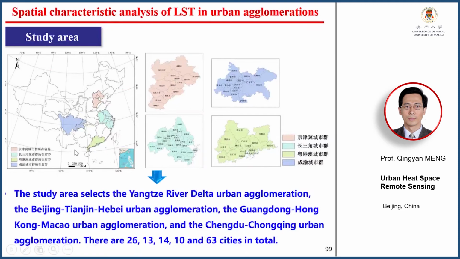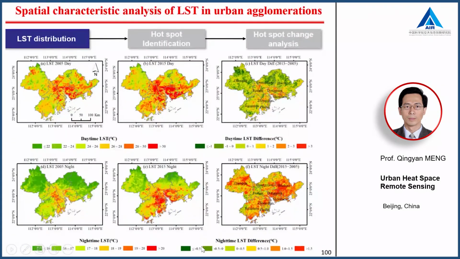We choose the study area. We choose four: the Yangtze River Delta urban agglomeration, the Beijing, Tianjin, Hebei urban agglomeration, the Guangdong, Hong Kong, Macau urban agglomeration, and the Chengdu, Chongqing urban agglomeration. There are 63 cities in total. Okay, and this is the land surface temperature distribution.